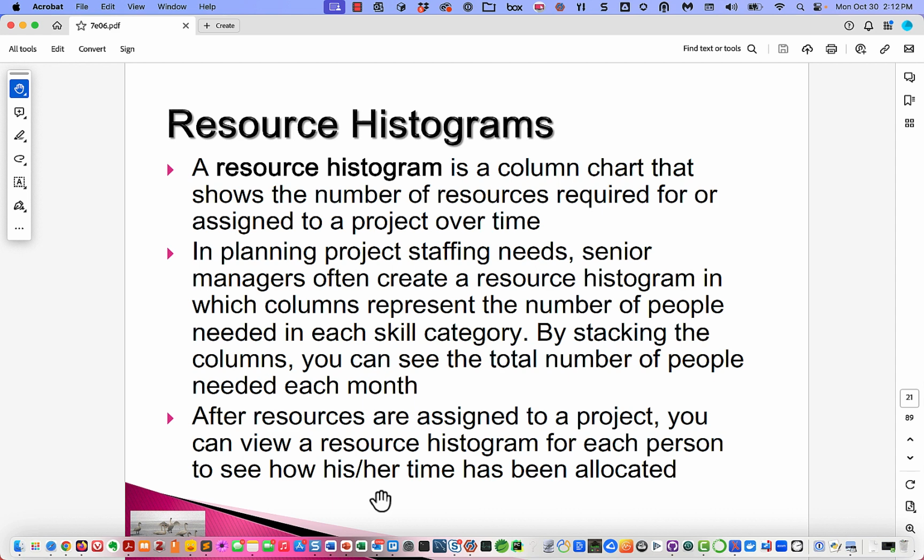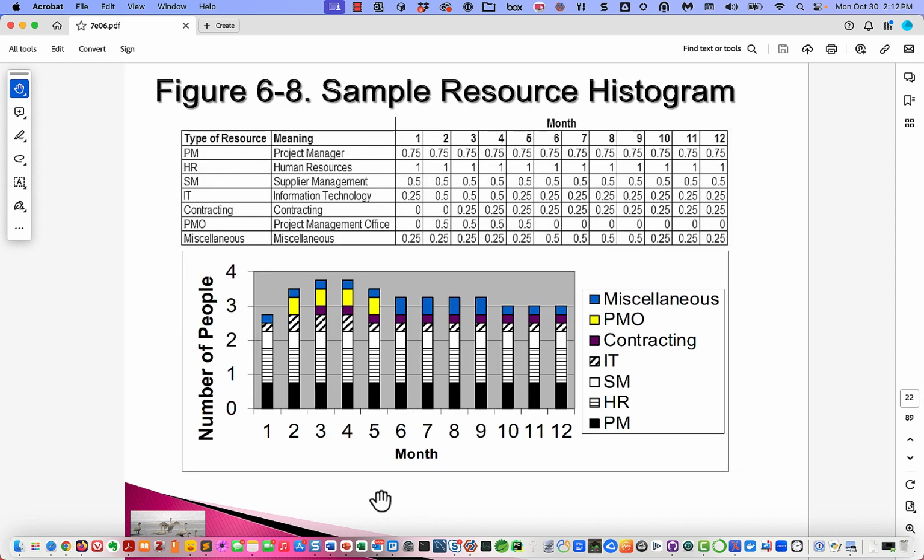So a resource histogram is a column chart that shows the number of resources required or assigned to the project over time, in planning project staffing needs and other resource provision plans. Senior managers often create a resource histogram in which columns represent the number of people needed in each skill category. By stacking the columns, you see the total number of people needed each month. So we have an example on the following slide.